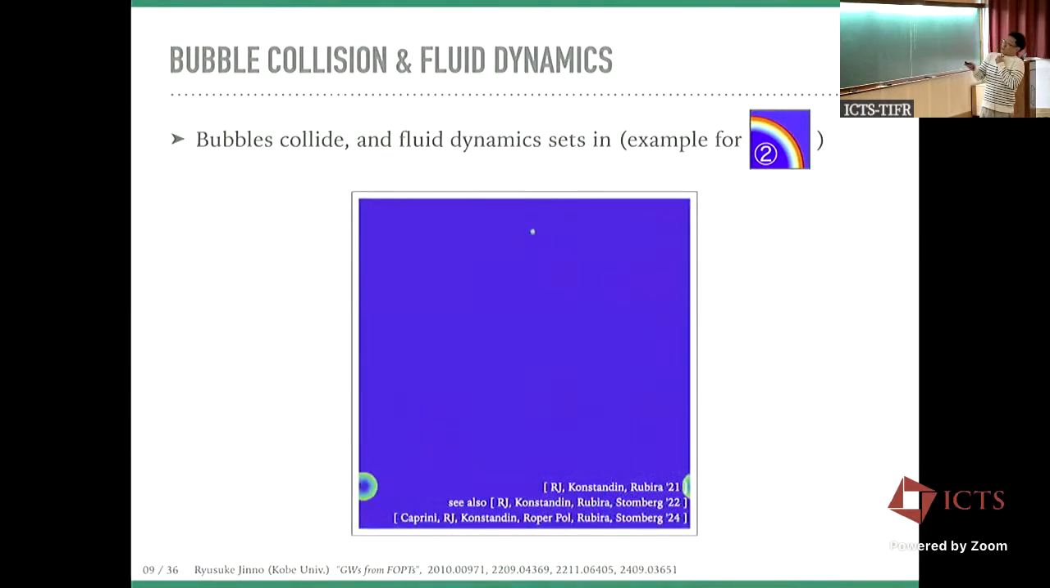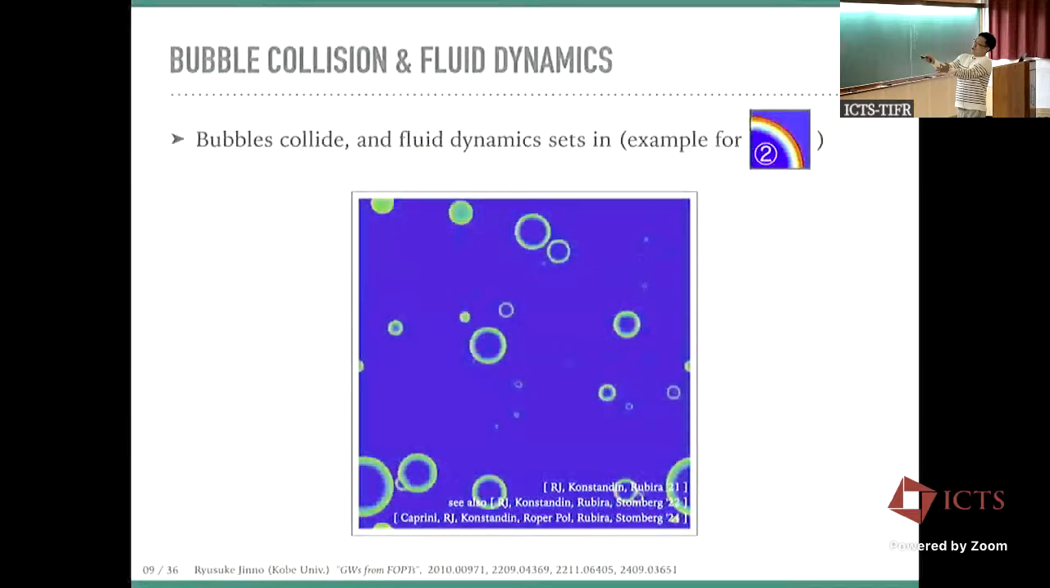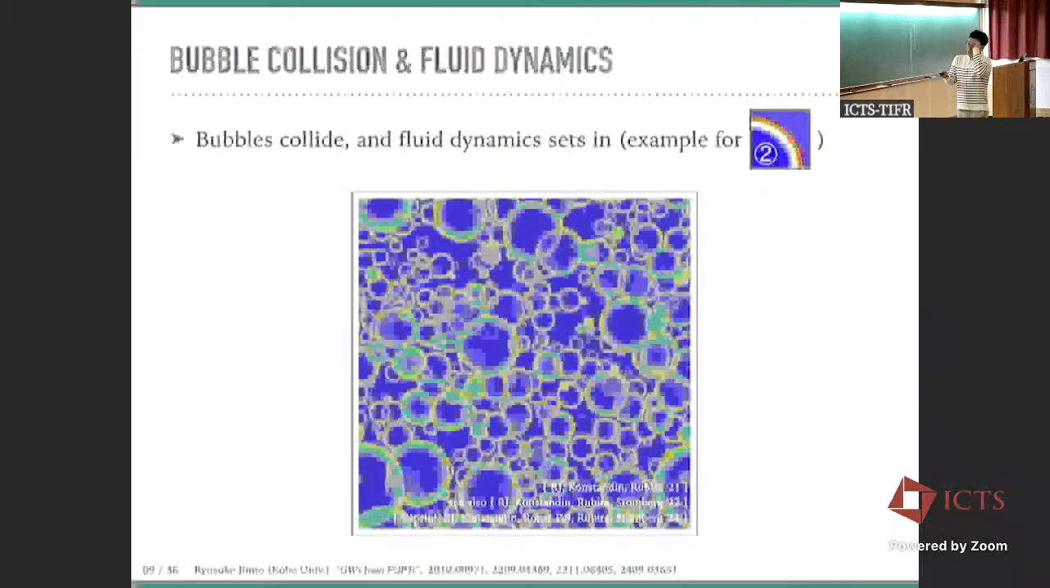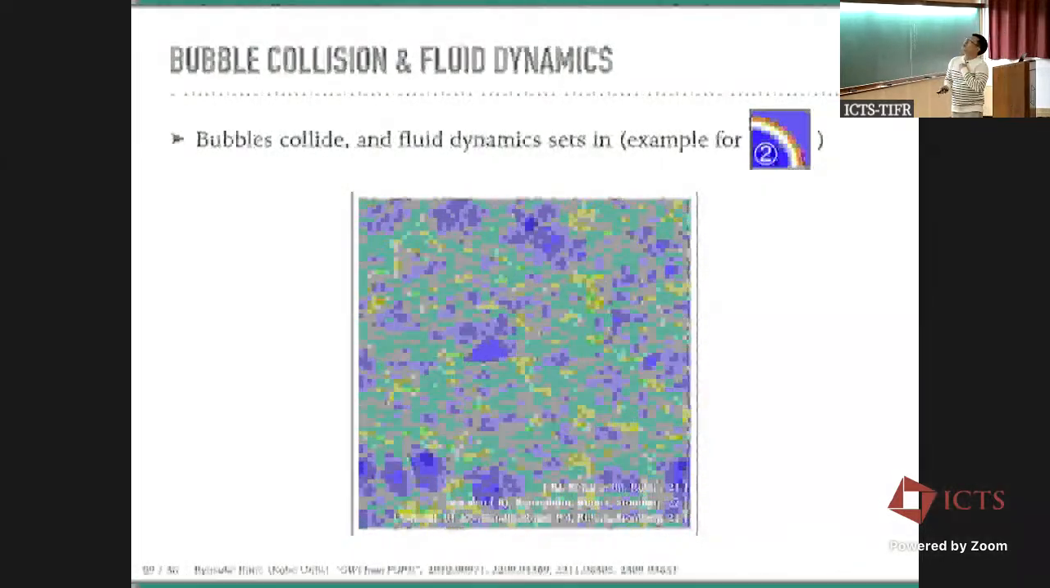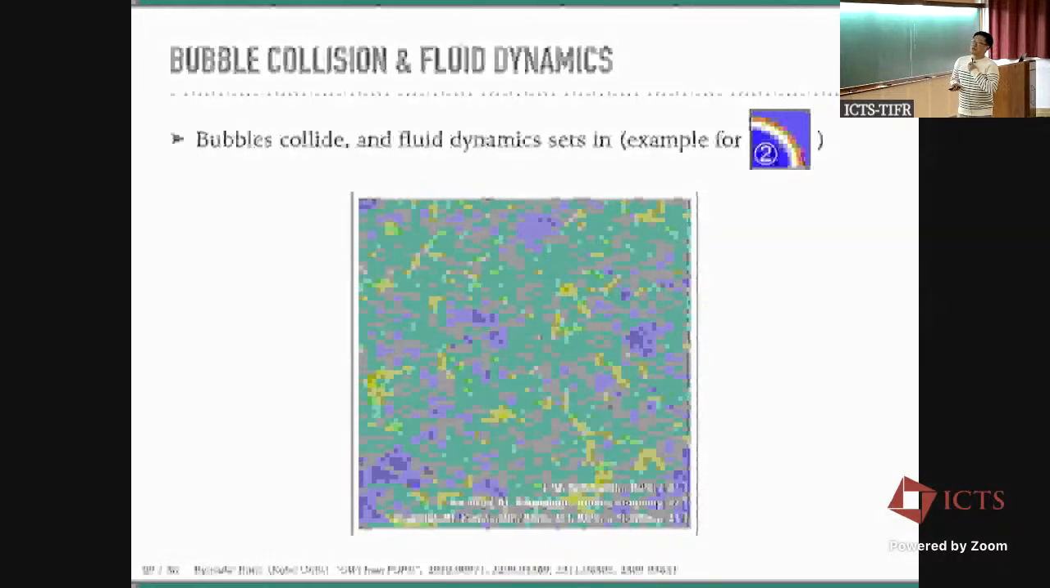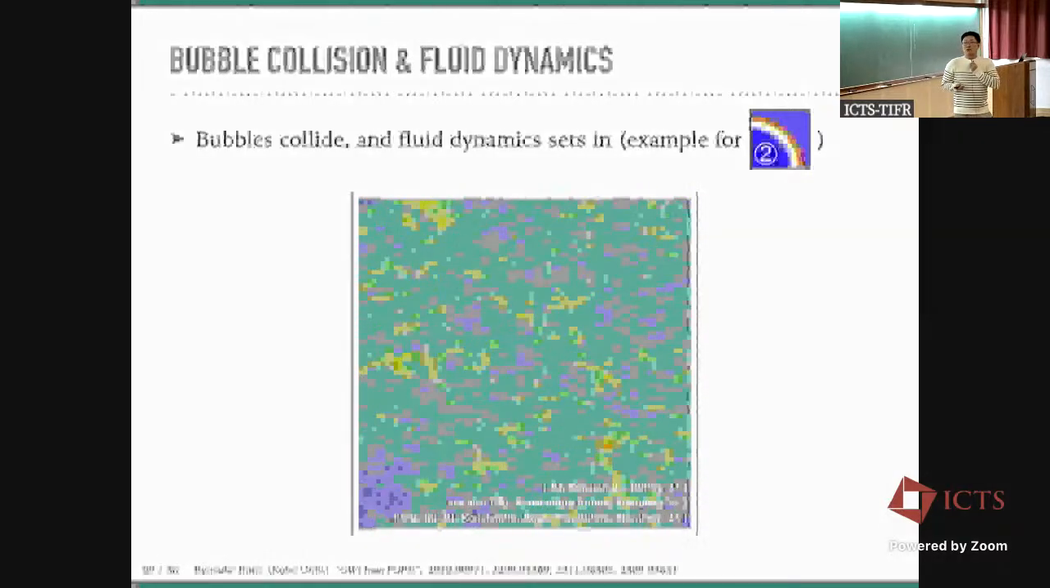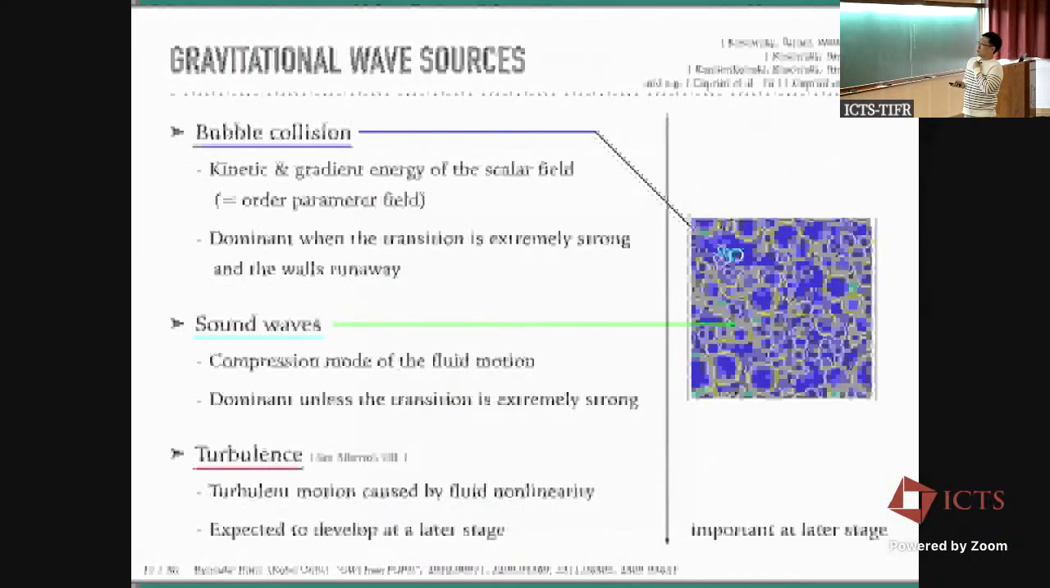And the macroscopic outcome is this. I have already shown this animation to you, but I will repeat. And people classify the gravitational wave production from this process as follows. The first one is bubble collision, the second is sound waves, and the last is turbulence. Sound waves and turbulence are important at later stages. So as you go down, these elements are important at later stages. So let me explain one by one.